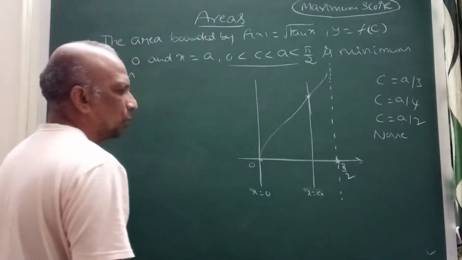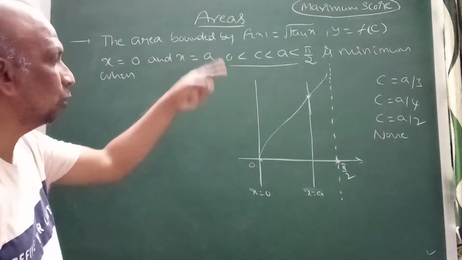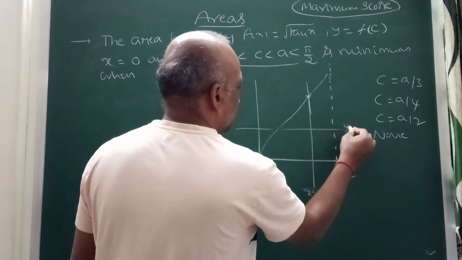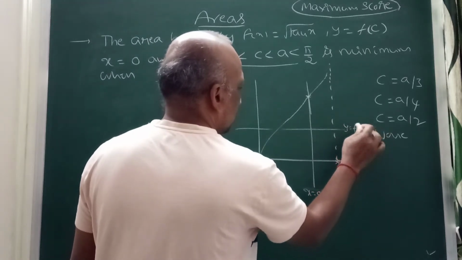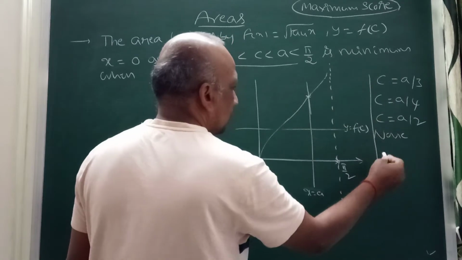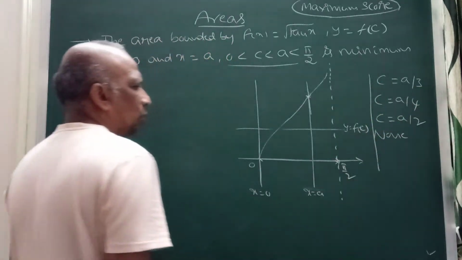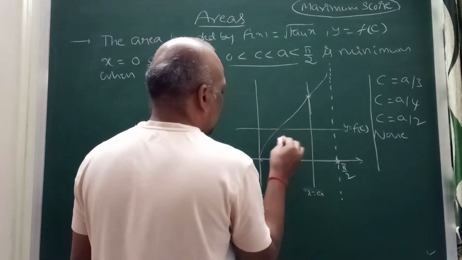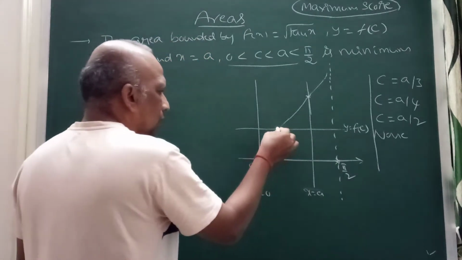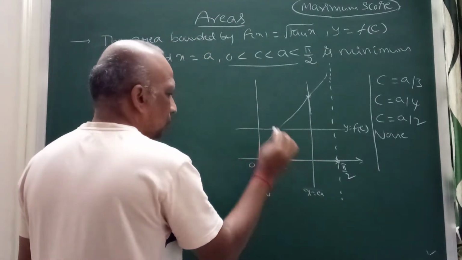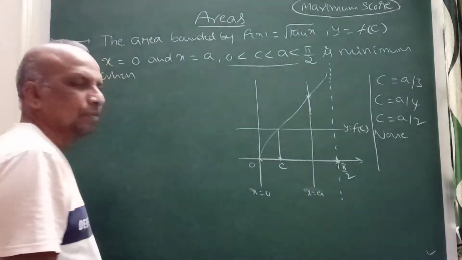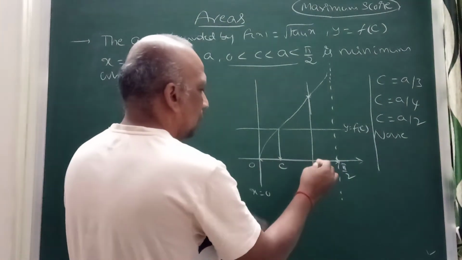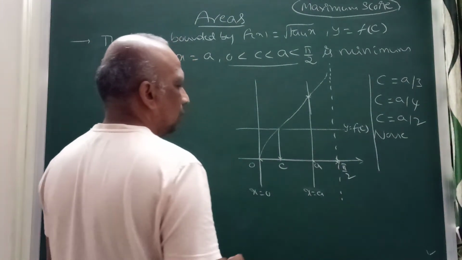They are asking 0 to a. But in between they are given y equal to f of x. I can write this as y equal to f of x, and y equal to f of c. These are the options, this is y equal to f of c. So now you can check here. These are the values given for c. This is c here, 0 to c, and this is a. Correct.